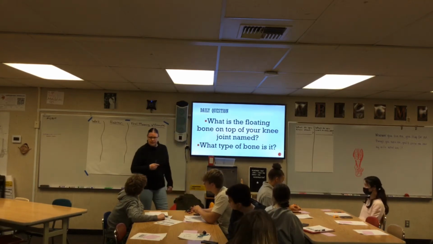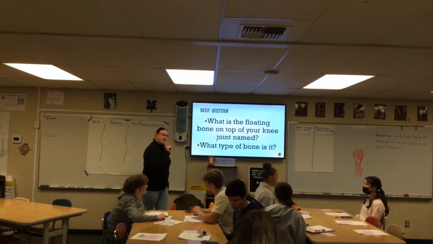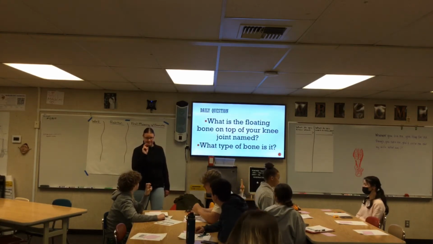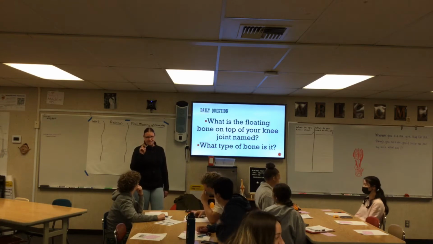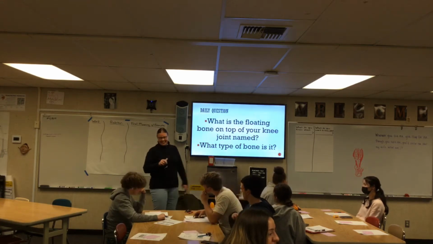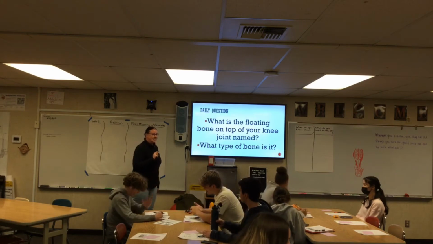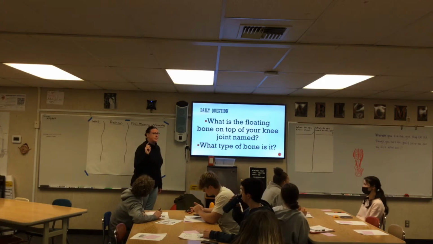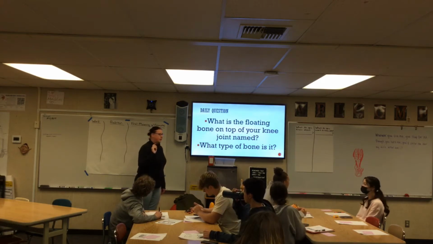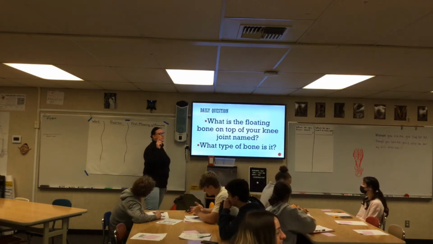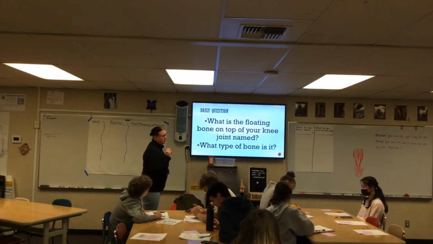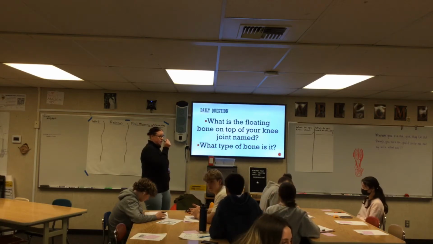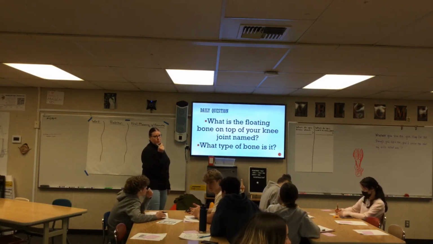There's two in your foot that are very small under your big toe. It starts with S. Sesamoid. Okay, so your patella is the largest sesamoid bone in your body. Those two little sesamoid bones under your first big toe are sesamoid bones because they're floating, right?